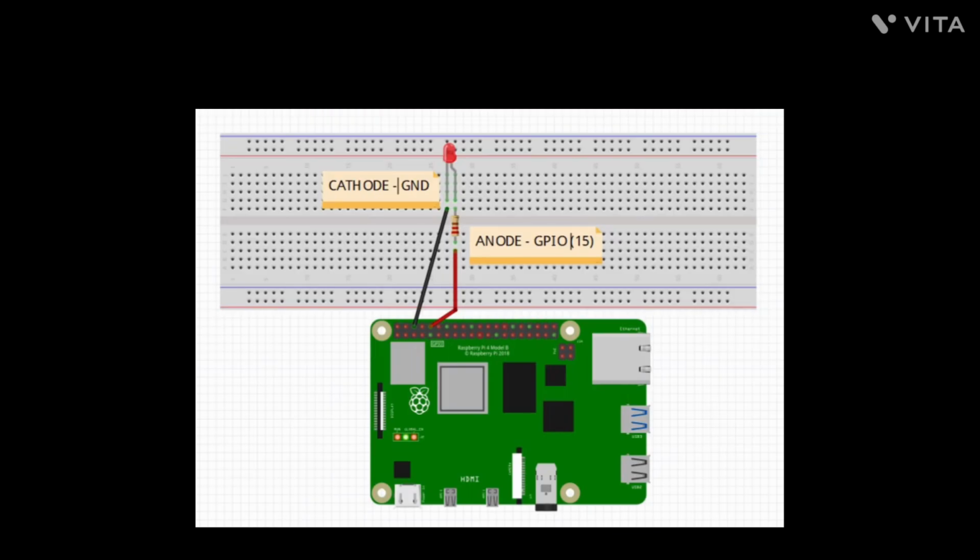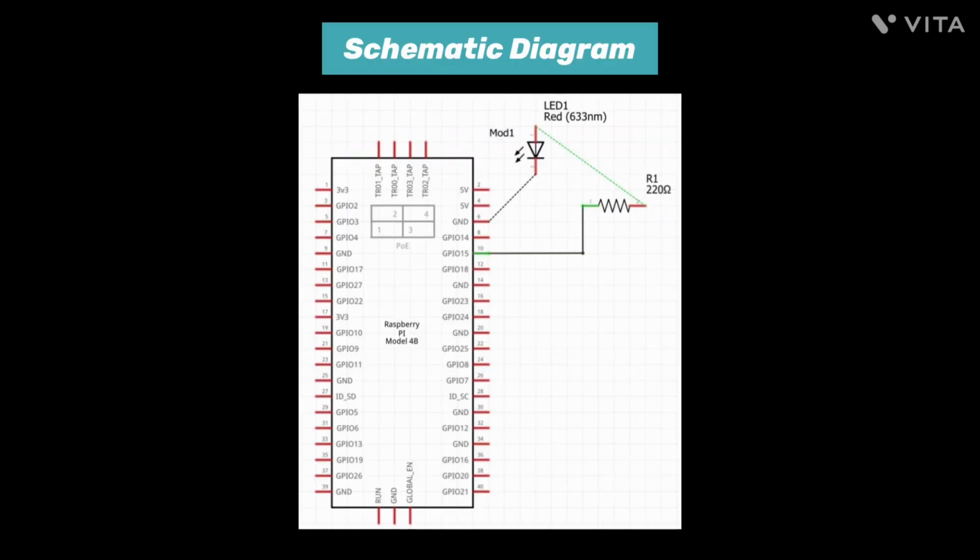Coming on to the circuit diagram, the cathode of the LED is connected to the ground of the Raspberry Pi and the anode is connected to the resistor, which is further connected to the GPIO 15 pin. And here is the schematic diagram.